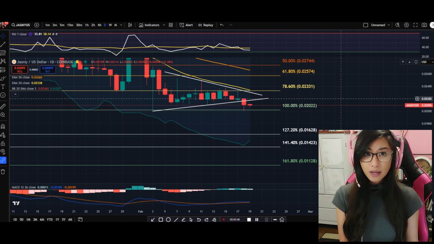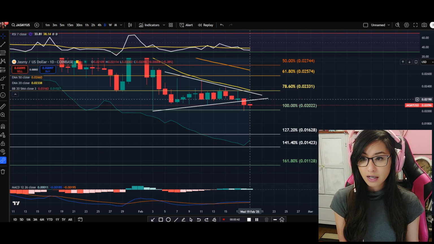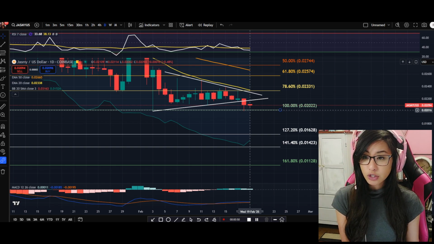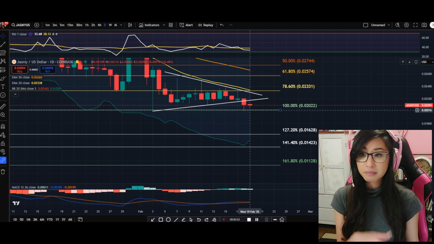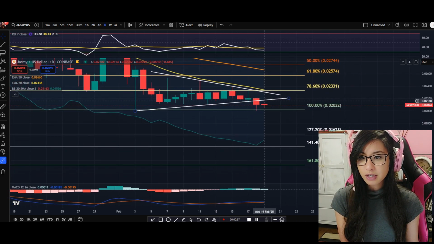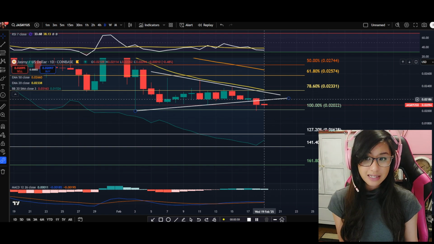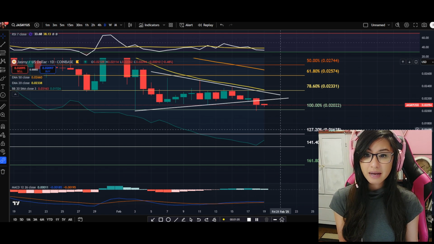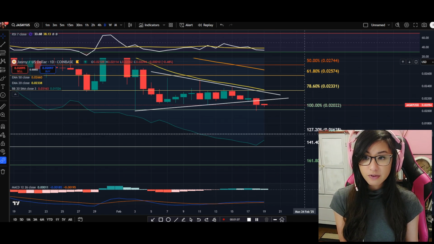0.02096. Now we were anticipating the break of our support line in the symmetric triangle. We held very nicely as support at 100% of our Fibonacci at 0.020. So this is going to act as our immediate support. What I am anticipating is a retest from our support now turned into resistance. If we do see some rejection from our resistance level, then essentially the price for Jasmy can come down closer to our next Fibonacci extension at 0.016.